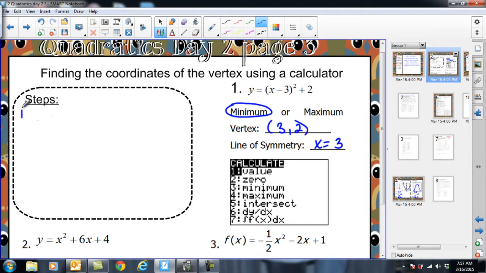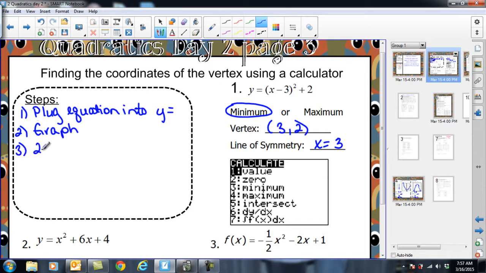Okay, step 1, we're going to plug the function into the calculator. So we're going to plug our equation into y equals. Step 2, we're going to graph it, so we want to see what it looks like. Step 3, we're going to go to second, trace, and then you're going to choose 3 for a minimum or choose 4 if it's a maximum.